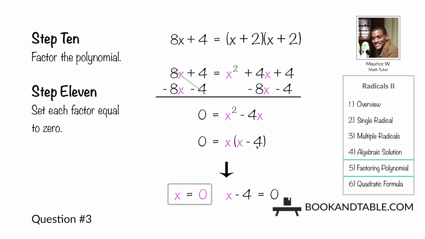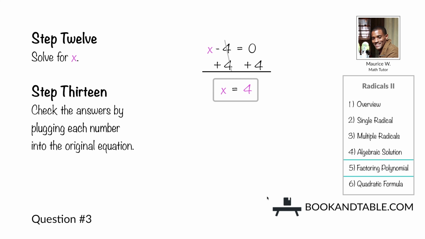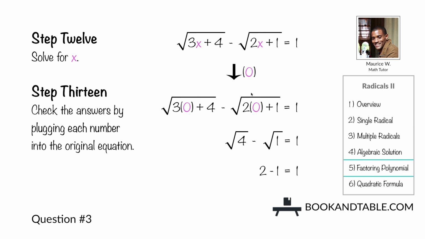And our second factor, x minus 4, we set that equal to 0 and solve for x. Add 4 to both sides. So our second potential value is x is equal to 4. And now step 13, check the answers. x is 0 and x is equal to 4 by plugging each number into the original equation.